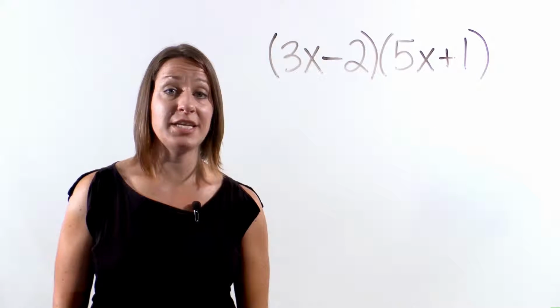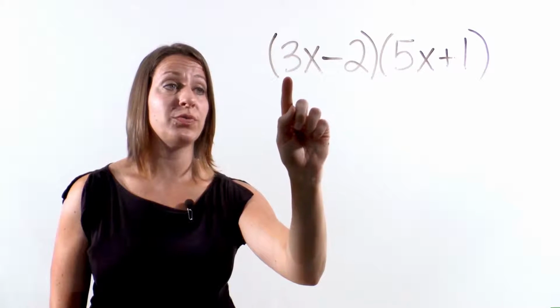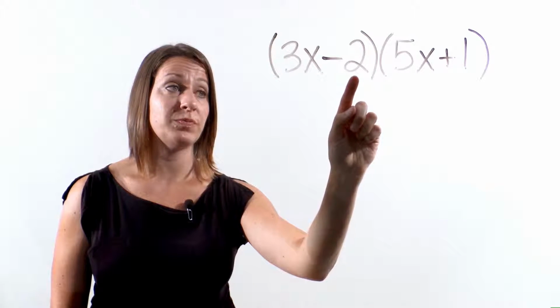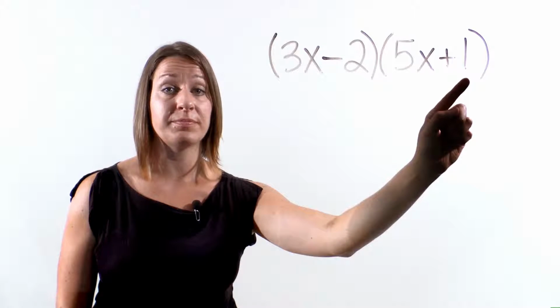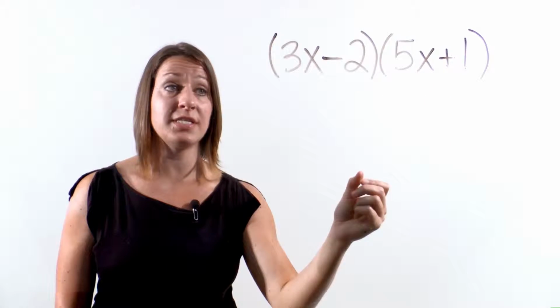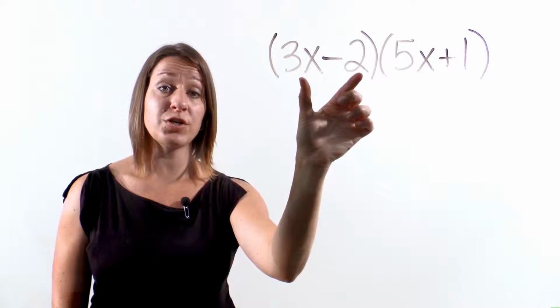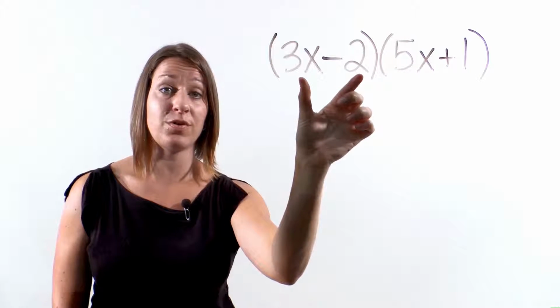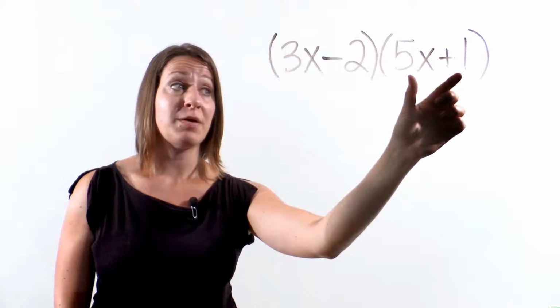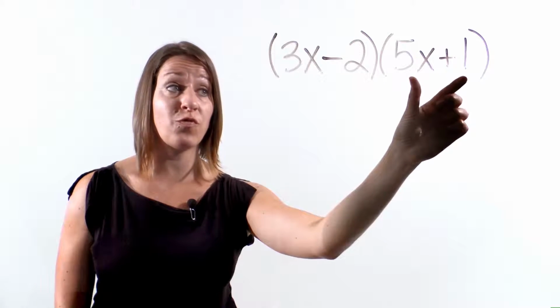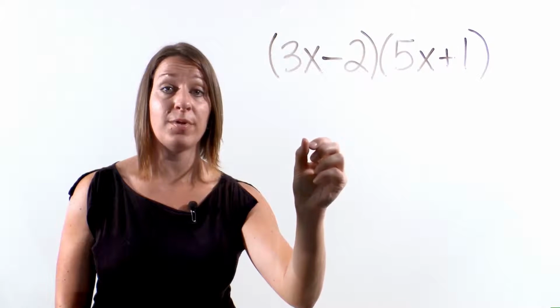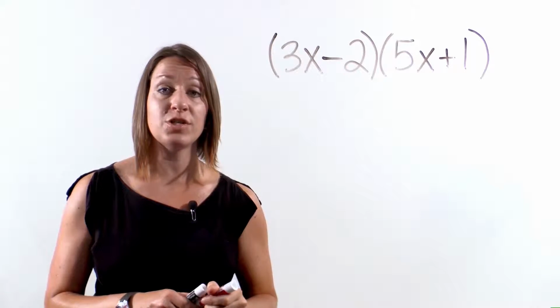Let's look at this next example. We have the binomial 3x minus 2 times the binomial 5x plus 1. Now our purpose is going to be the same. We're going to take both terms in the first binomial, multiply them by both terms in the second binomial. We're actually going to do 4 separate multiplication problems and then put it all together. So let's begin.